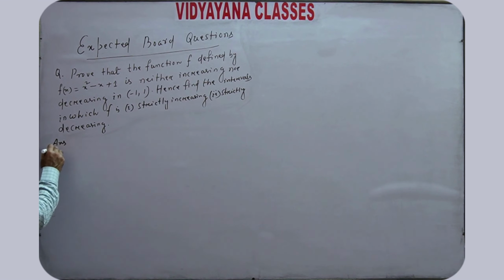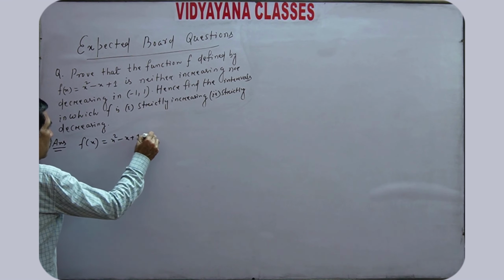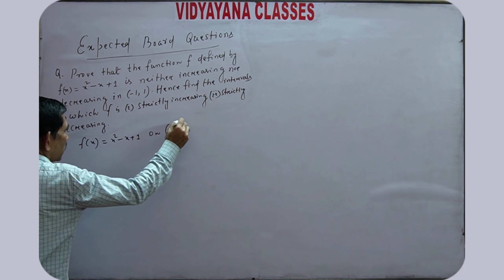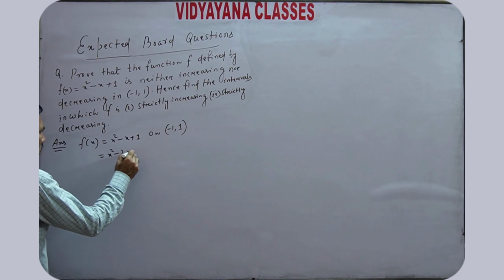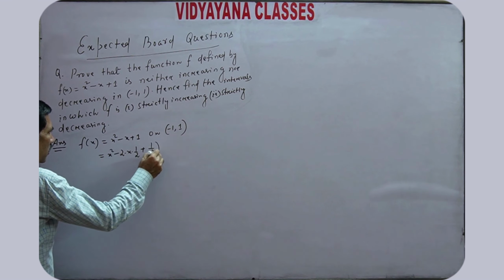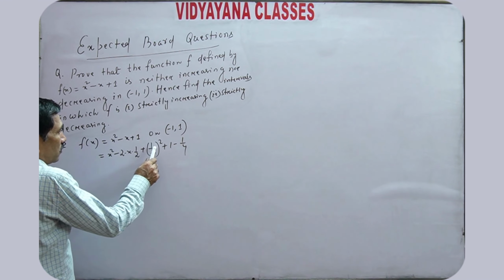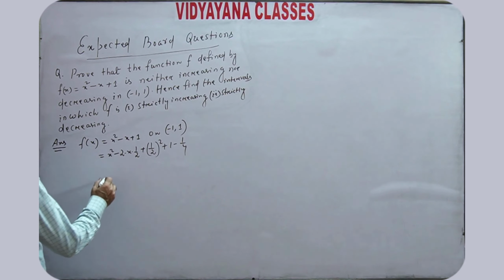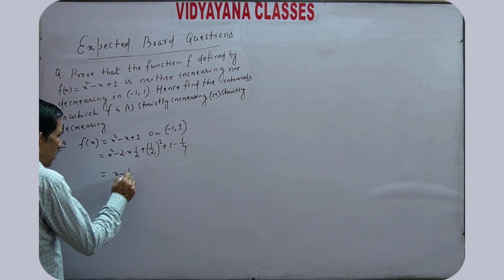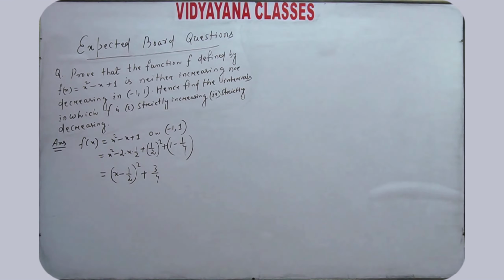Answer: the function is defined by f(x) = x² − x + 1 on (−1, 1), which is the same as x² − 2·x·(1/2) + (1/2)² + 1 − 1/4. Clear? 1/4 cancels, 2 cancels, which is the same as x² − x + 1. (x − 1/2)² plus this value, which is 3/4. Clear?